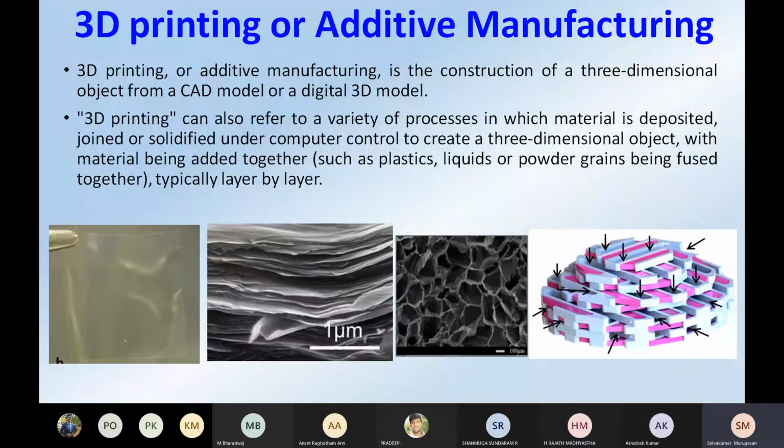Where you can fabricate any kind of complex geometry of your planned structures. It's nothing but the construction of a three-dimensional product or object with the help of a CAD model or the digital 3D model. And 3D printing can also be referred to as a variety of processes in which the material is deposited, joined or solidified under a computational approach to create those 3D objects. And the materials are being added together. That means it's a layer by layer approach.